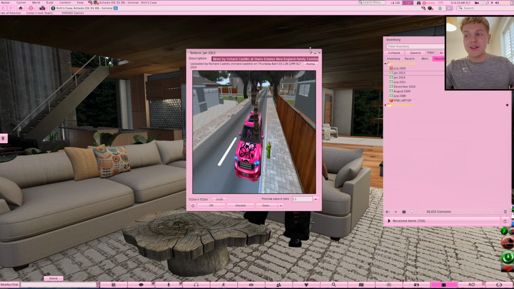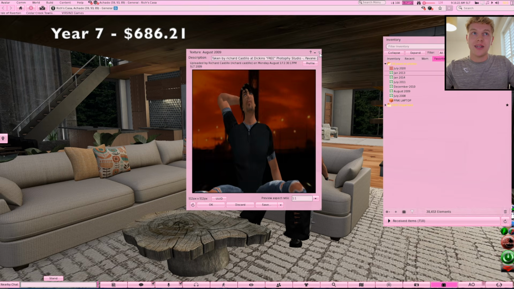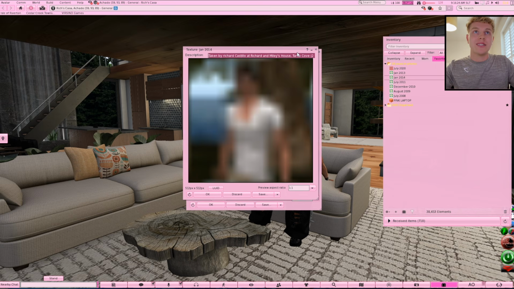In year 7, I spent $686.21, and that was 2014.